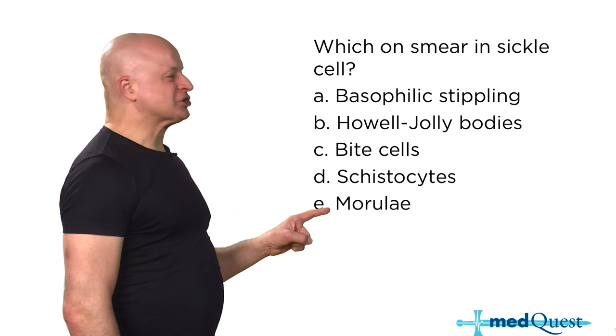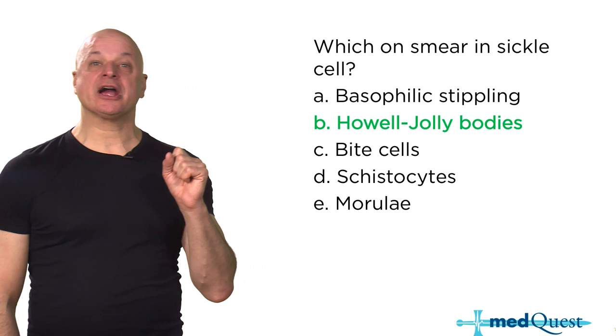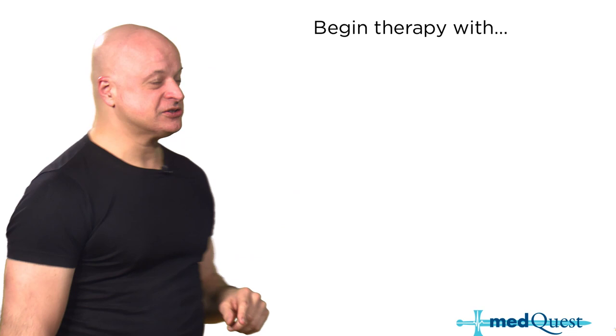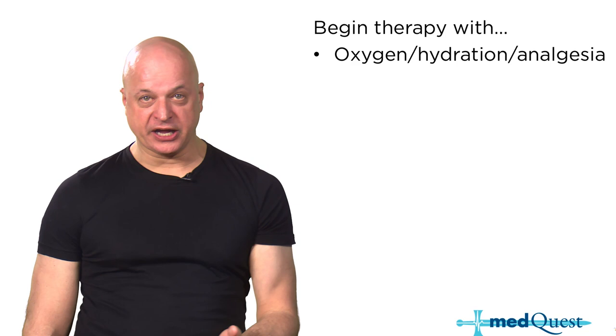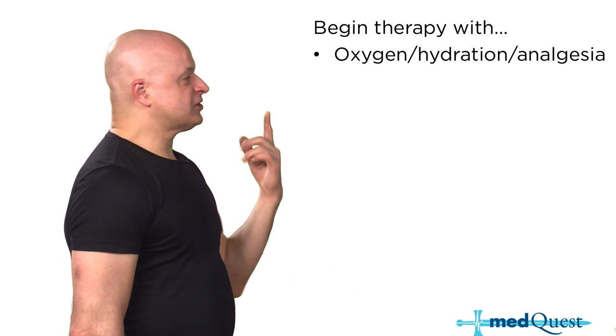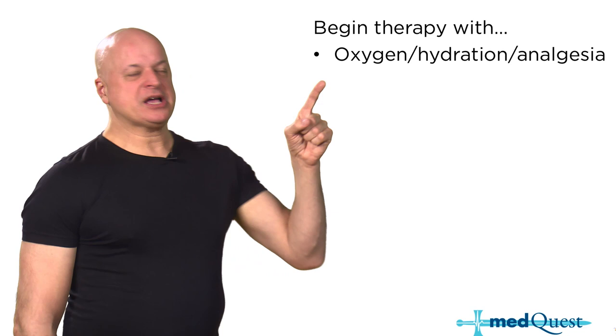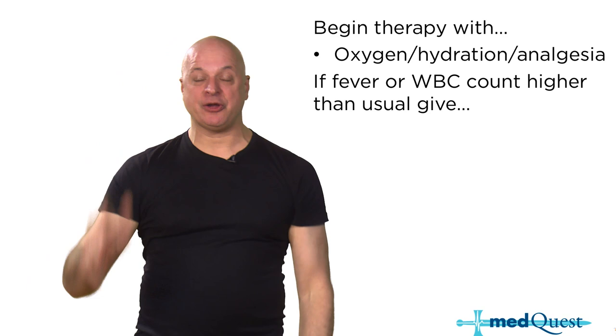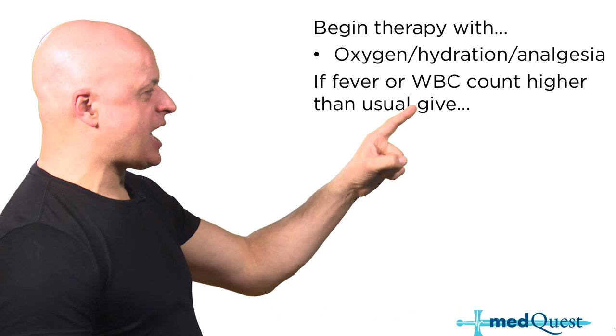But Howell-Jolly bodies are there because Howell-Jolly bodies are a sign of a person who's either anatomically or functionally asplenic. And patients with sickle cell are functionally asplenic because the spleen was infarcted off long ago. You don't need me to say you give them oxygen, hydration, and pain medications, because sickle hemoglobin is pretty normal under normal oxygen tension. It's when you become low oxygen tensions that you sickle.